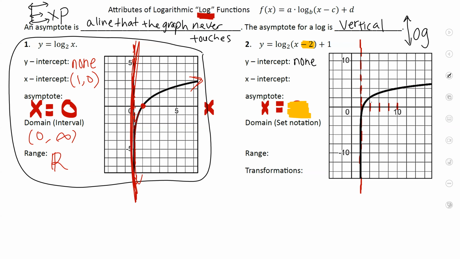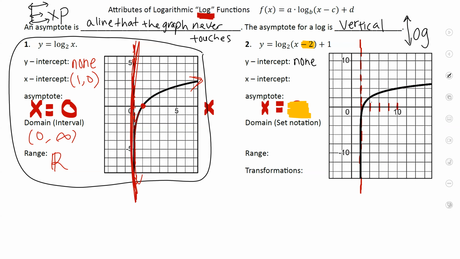Now let's talk about the domain. Everything is to the right of -2. So everything is bigger than -2. And what is your range? Yep, I'm going to put -infinity to infinity this time.